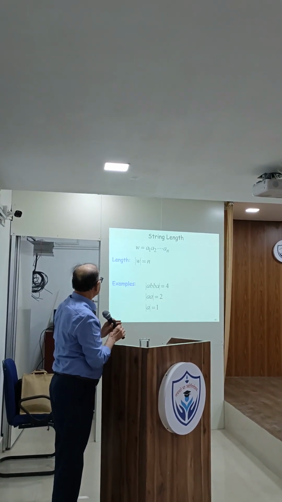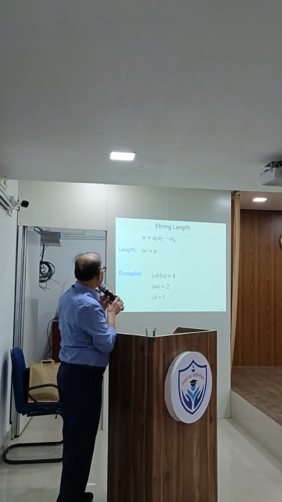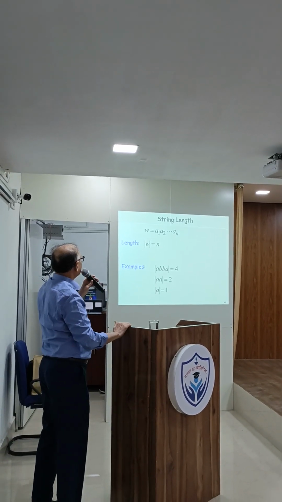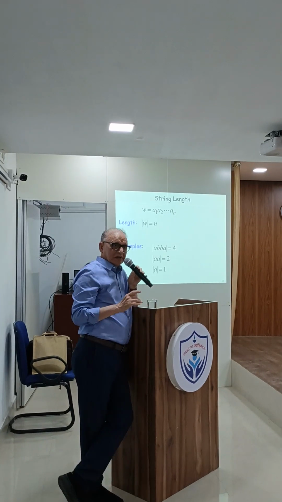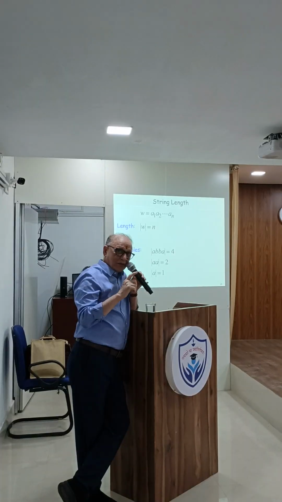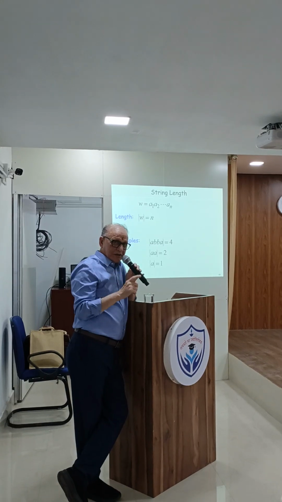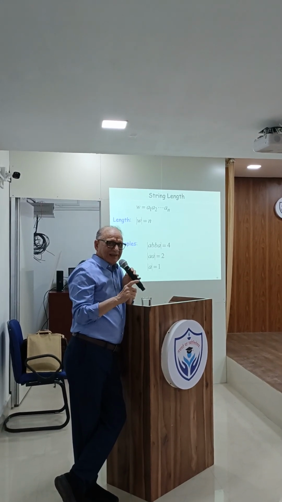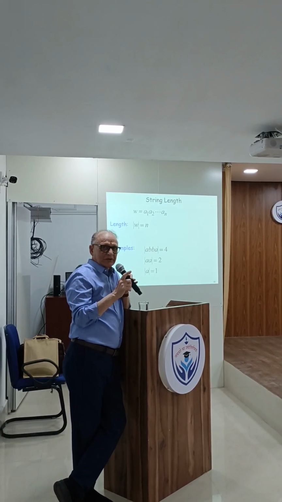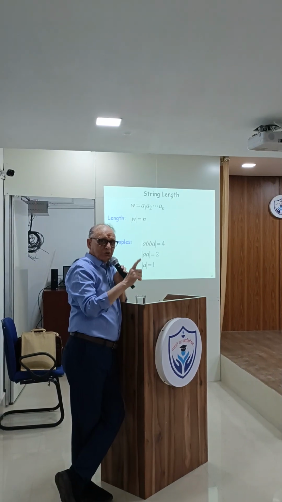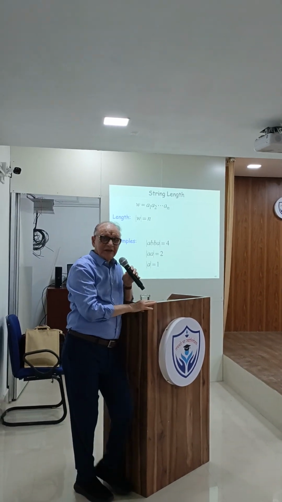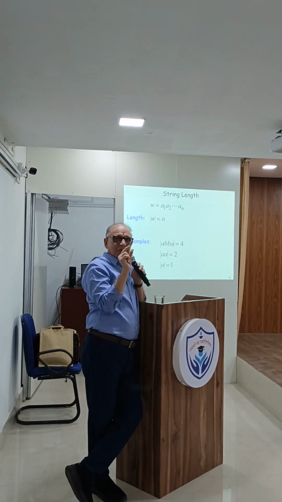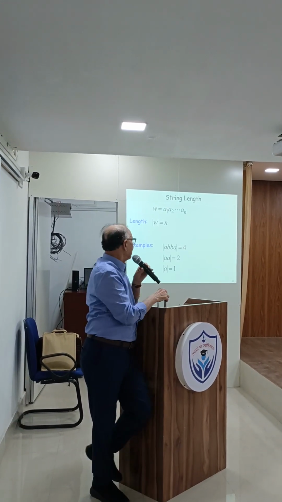Next one. Then you can find the length. If you have a string A1, A2, up to An, what is the meaning of that? This tells you that you have n number of strings starting from A1 to An. That means there are n numbers, because if you count from 1 to n, the total is n. So what is the length? The length is n, because the length of the word is n. That is how you calculate.